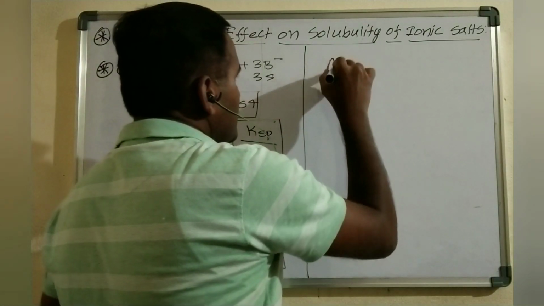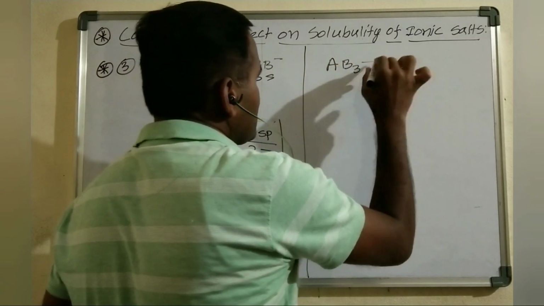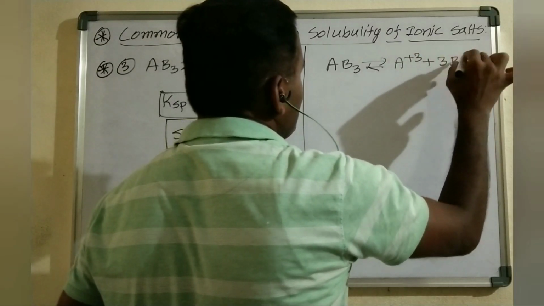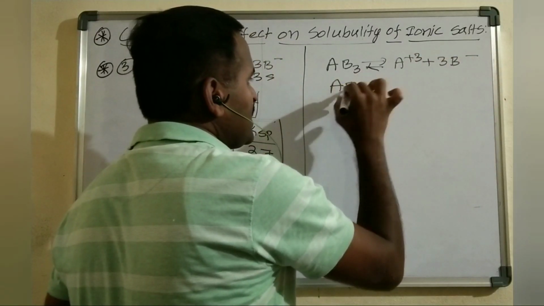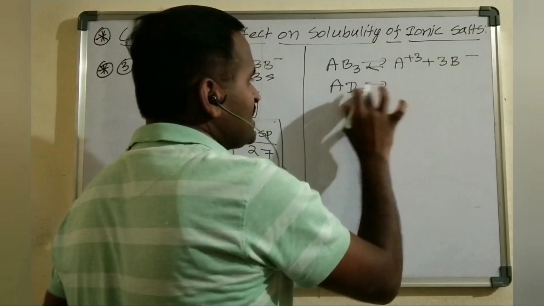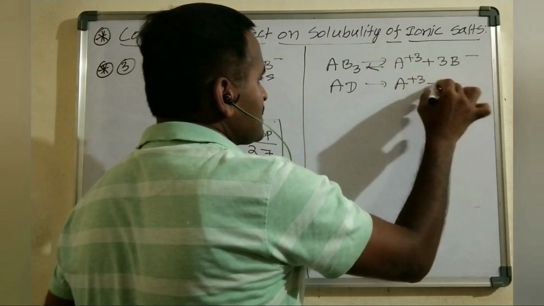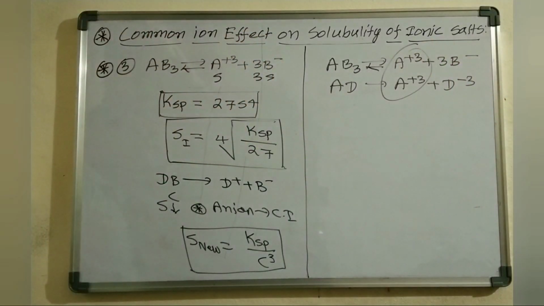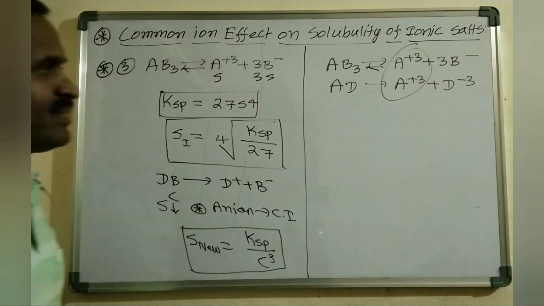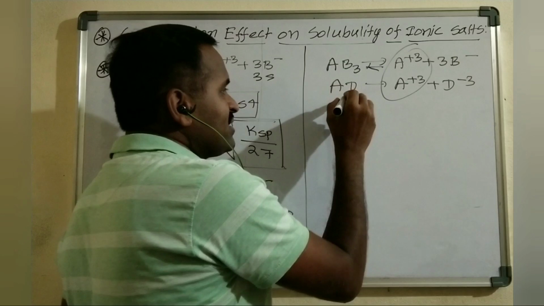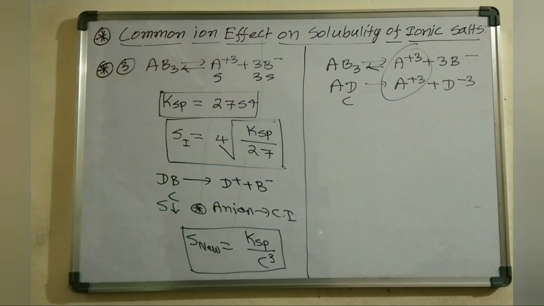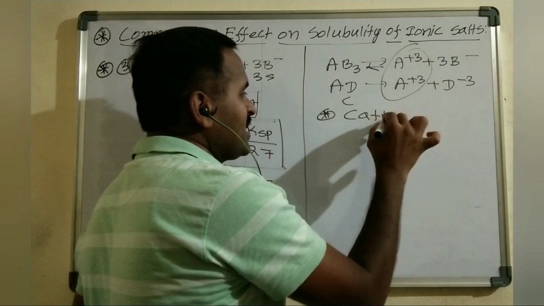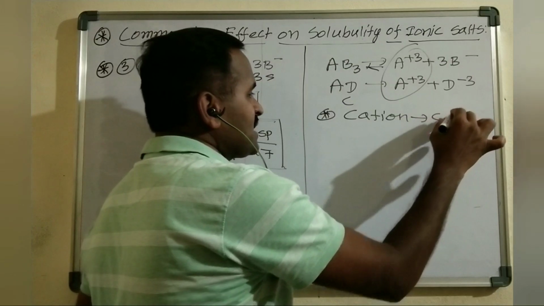So again, for the AB3 type of electrolyte, I can write A plus 3 and 3B minus, and if I add an AD type of electrolyte, this is A plus 3 plus D minus 3. Here the A plus 3 ion is the common ion. AD, whose concentration is C, is added to the AB3, and here the cation is a common ion.